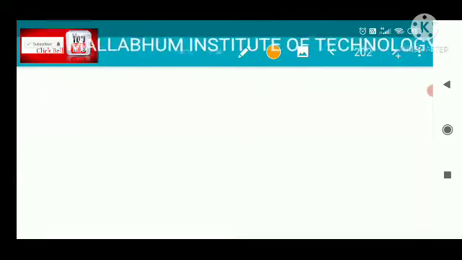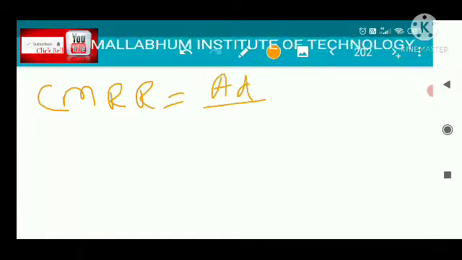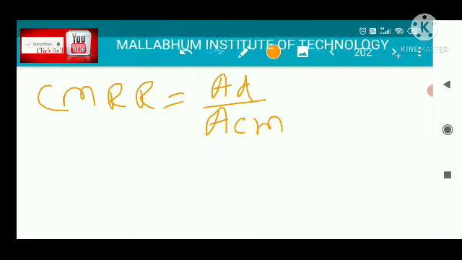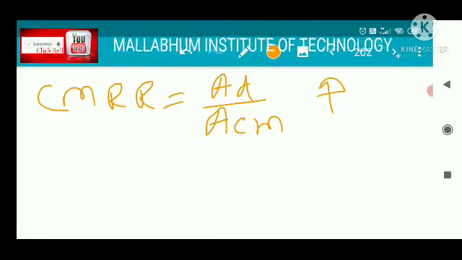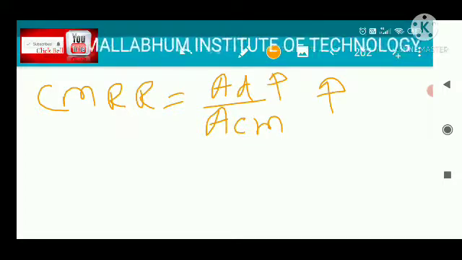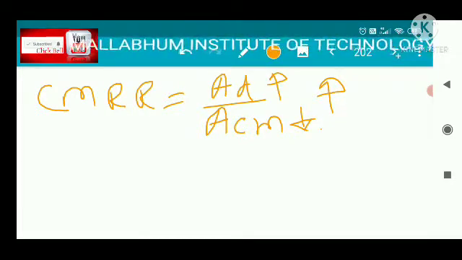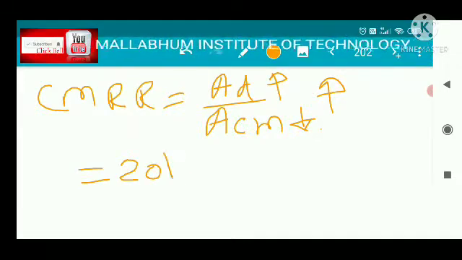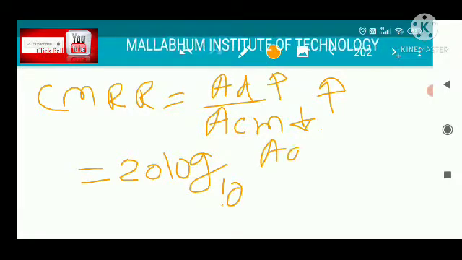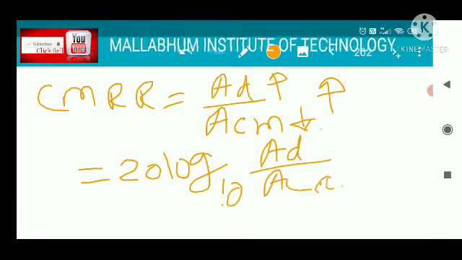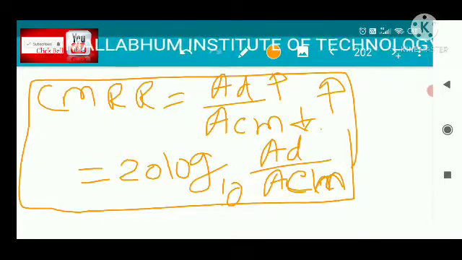The CMRR is defined as the ratio of AD divided by ACM. For a good operational amplifier, the CMRR should be as high as possible. That means the difference mode gain should be as high and the common mode gain should be as low as possible. That is the desirable condition. Now CMRR can also be expressed in dB, as 20 log of AD divided by ACM. So these are the two expressions for the CMRR.